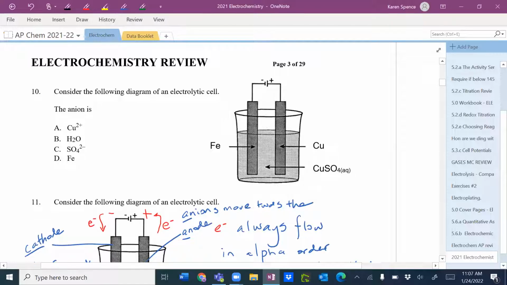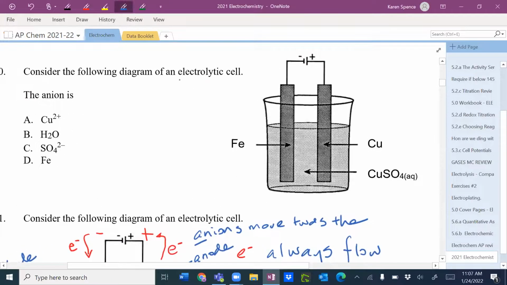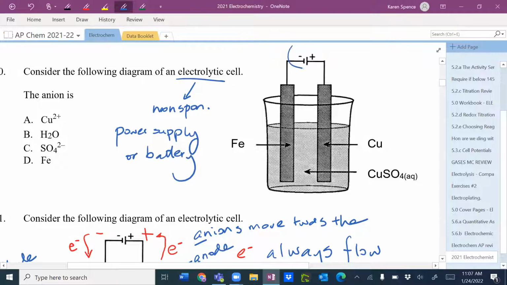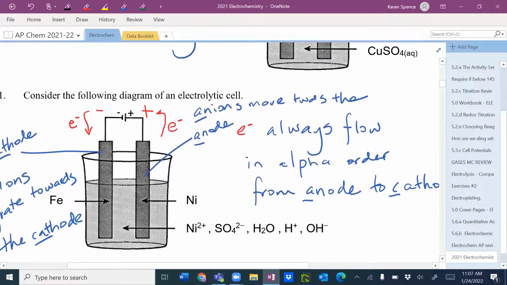So number 10, again, we have an electrolytic cell. And when we have an electrolytic cell, that means it is non-spontaneous. And so we have to have a power supply of some kind or a battery. And here is our battery up here. We have our negative. Oh, okay. This one isn't even asking us anything about that. It is asking us if the battery symbol with the positives and negatives wasn't included for number 11, you wouldn't know. You couldn't tell. You have to be given that.